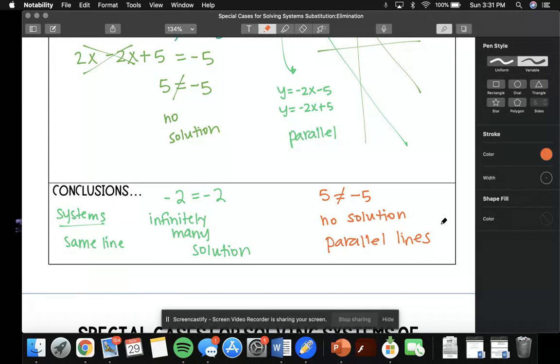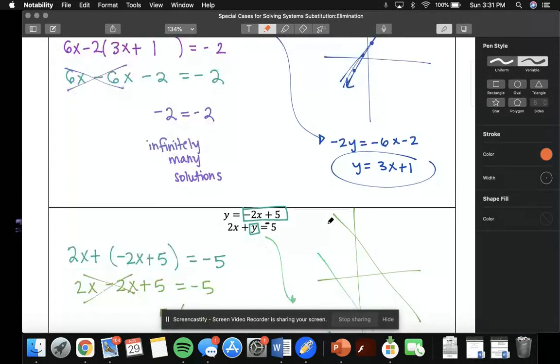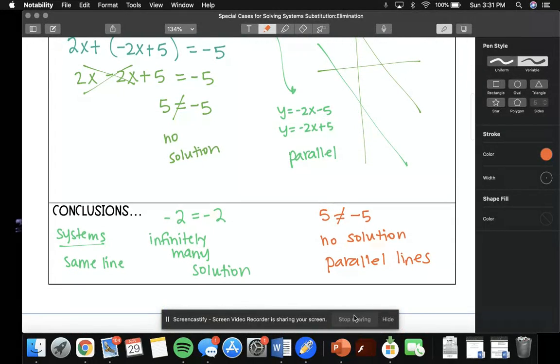Okay, so then for today, guys, there is a practice assignment that you will do. It'll have some of this, and then it'll have just regular solving by substitution.